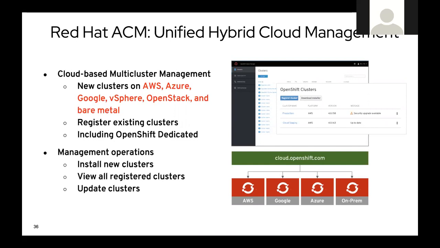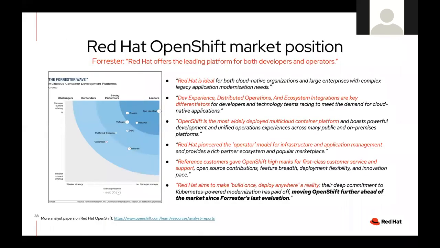So we're bringing unified hybrid cloud management with the Red Hat Advanced Cluster Manager for Kubernetes. Again, this is an offering that's available from Red Hat today. And in fact, our market position is among the leaders, basically the most advanced hybrid cloud platform in the market today. As you can see here in the Forrester Wave for multi-cloud container development platforms, Red Hat achieved the highest and the strongest position in the hybrid cloud experience.